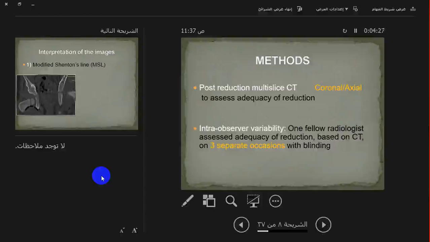Post-reduction multi-slice CT was done with emphasis on the coronal and axial images to assess adequacy of reduction, and intra-observer variability was looked at, where one fellow expert radiologist who was a senior member of the radiological department assessed adequacy of reduction based on CT on 3 separate occasions with blinding. يعني بص على الاشعاعات مره ومره ثانيه ومره ثالثه من غير ما يبقى عارف هو قال ايه على السي تيز دي قبل كده.